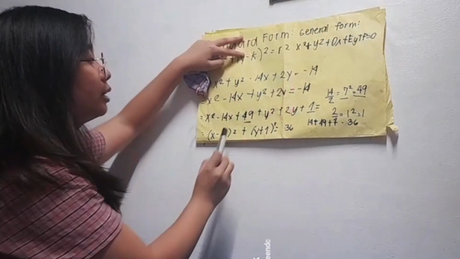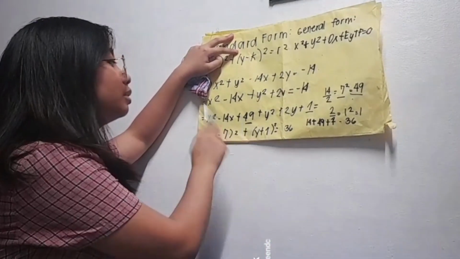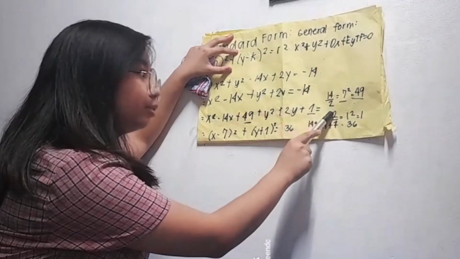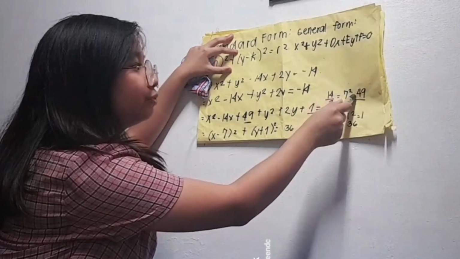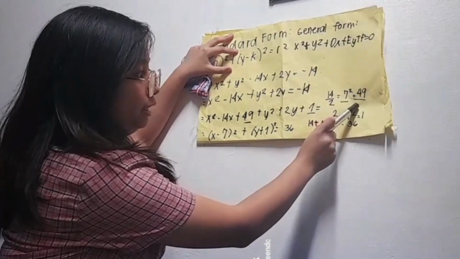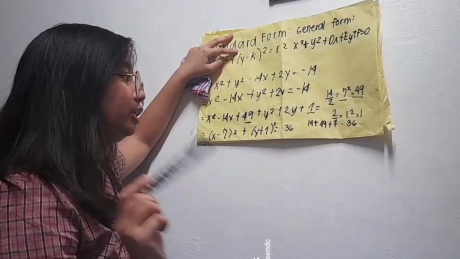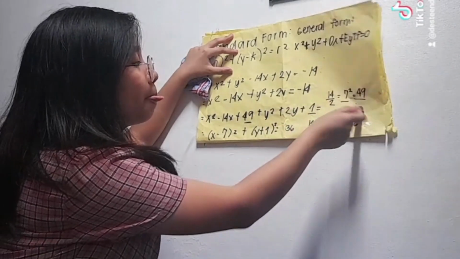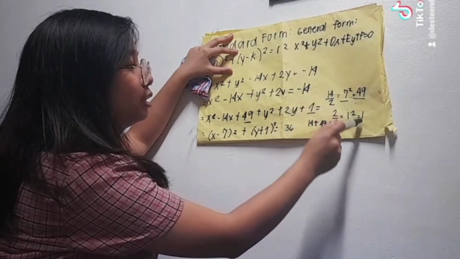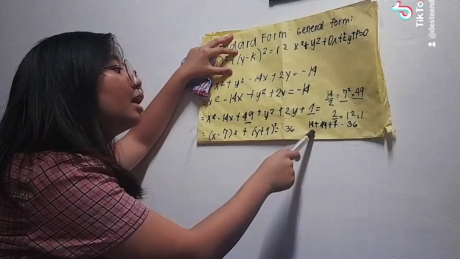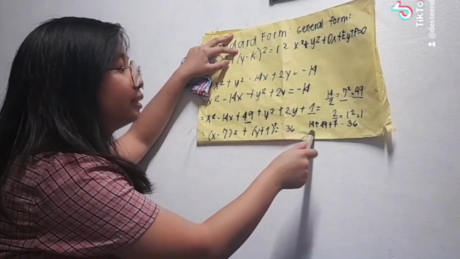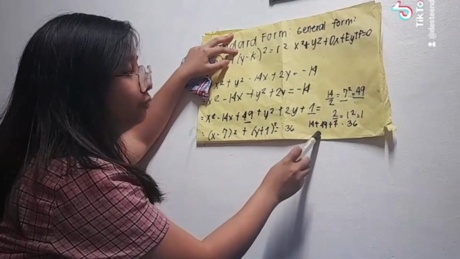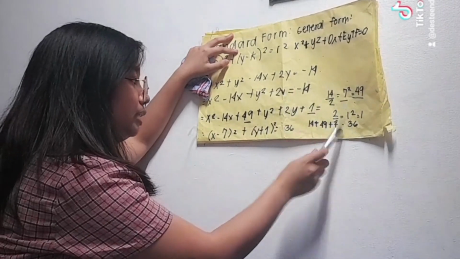Now, where do we get the 49? We will divide the 14 by 2, which is equal to 7. 7 squared is equal to 49. Then the 1 is 2 divided by 2, which is equal to 1. 1 squared is equal to 1. Now, we will add the 49 and 1 to both sides. Negative 14 plus 49 plus 1 is equal to 36.